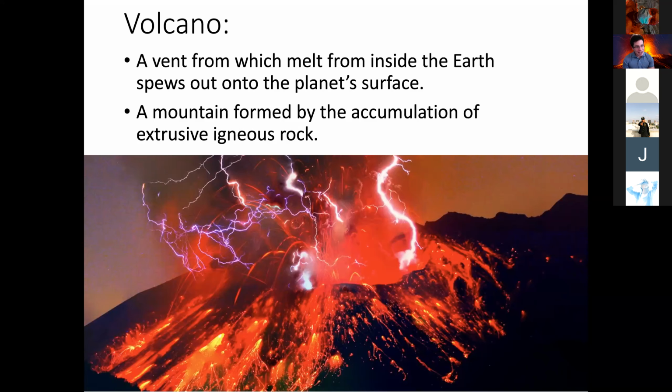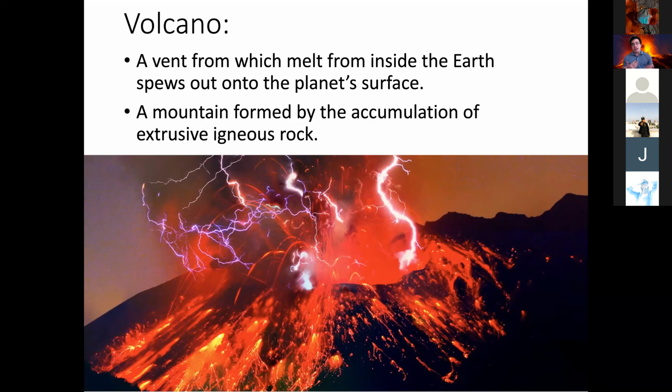But yeah, a volcano. There are two definitions, two ways to think of it, but they're related. One is that it's a vent from which melt from inside the earth spews out onto the planet's surface. So basically there's an opening and melted rock is coming out. The second definition is that it's a mountain formed by the accumulation of extrusive igneous rock.